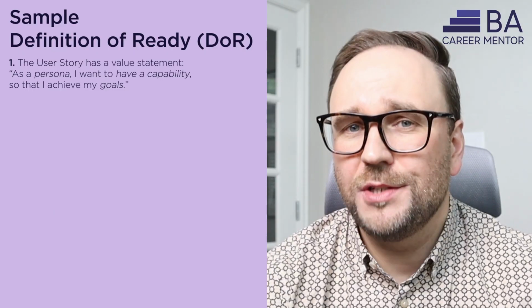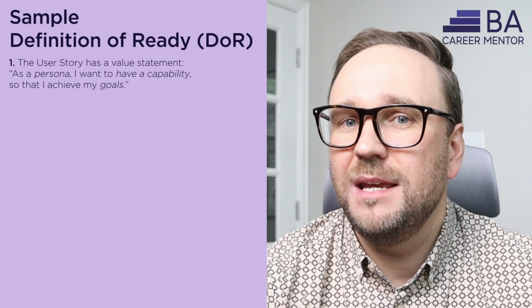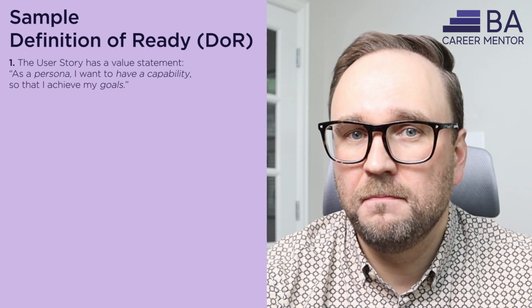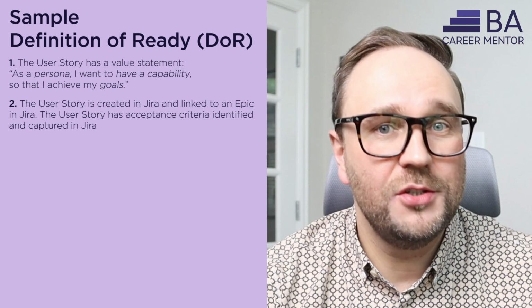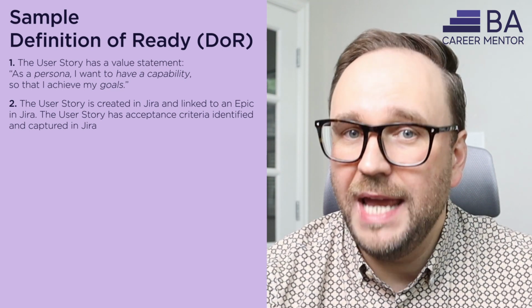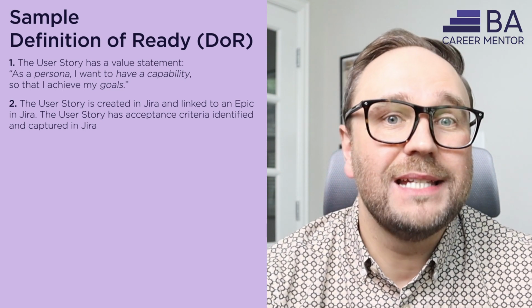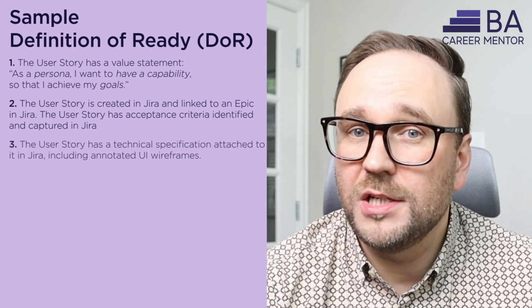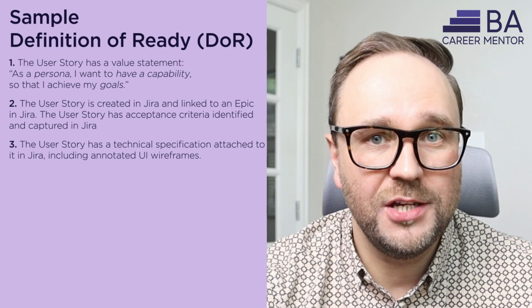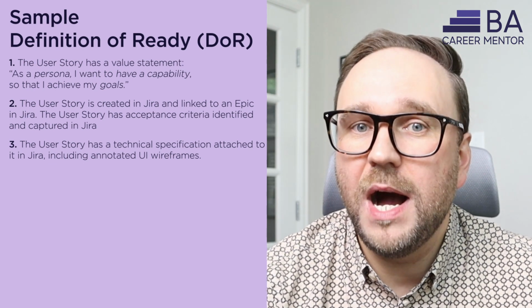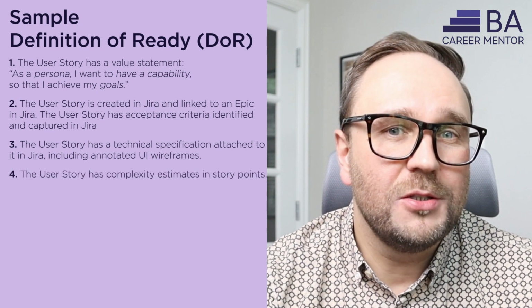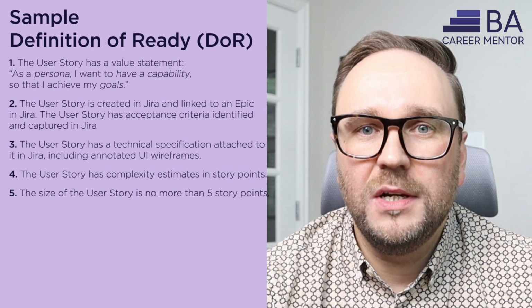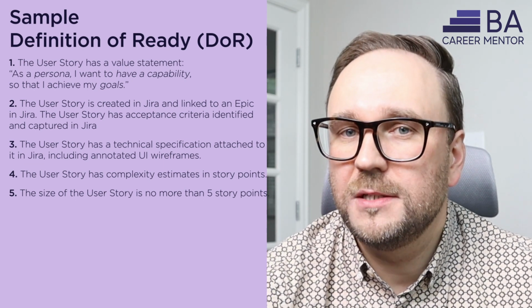Alright, you ready? User story has a value statement. As a persona, I want to have a capability so that I achieve my goals. User story is created in Jira. User story is linked to an epic in Jira. User story has acceptance criteria identified and captured in Jira. User story has a technical specification attached to it, including annotated UI wireframes. User story has complexity estimates in story points. The size of the user story is no more than 5 story points.